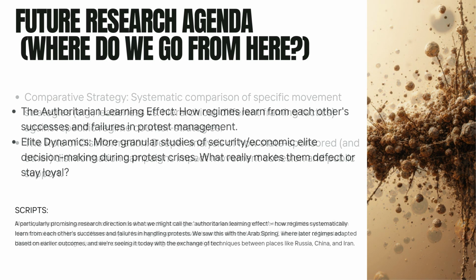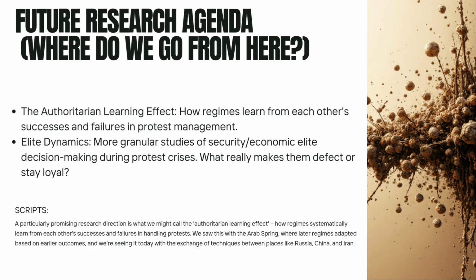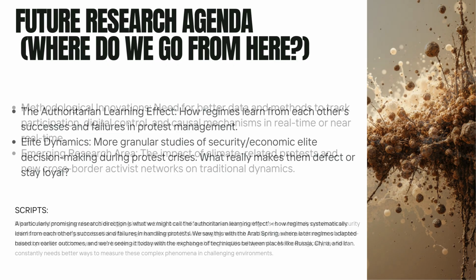A particularly promising research direction is what we might call the authoritarian learning effect. How regimes systematically learn from each other's successes and failures in handling protests. We saw this with the Arab Spring, where later regimes adapted based on earlier outcomes, and we're seeing it today with the exchange of techniques between places like Russia, China, and Iran.